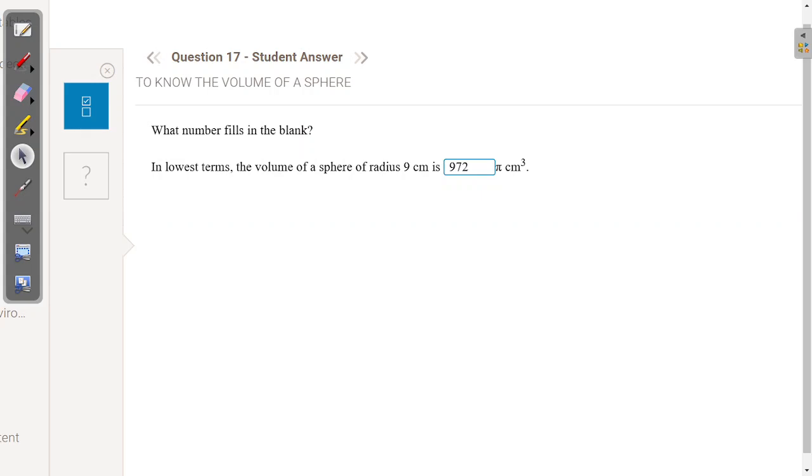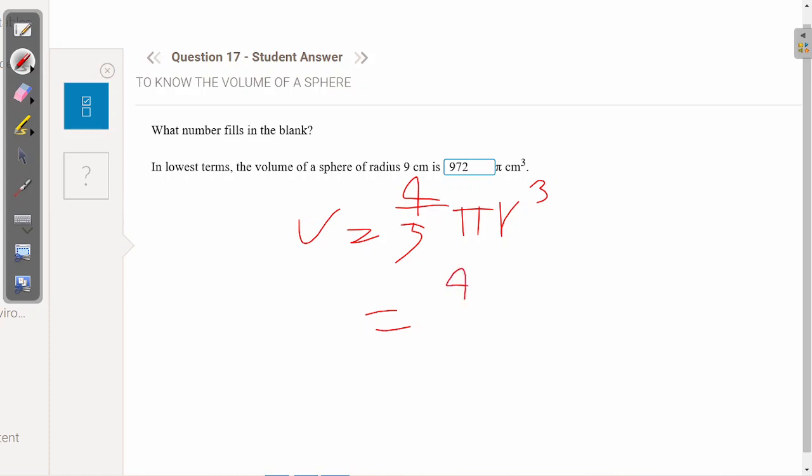In lowest terms, the volume of a sphere of radius 9 centimeters is what? So we do volume equals 4 over 3 pi r cubed. So it will be 4 over 3 times 9 cubed times pi. And you get your answer.